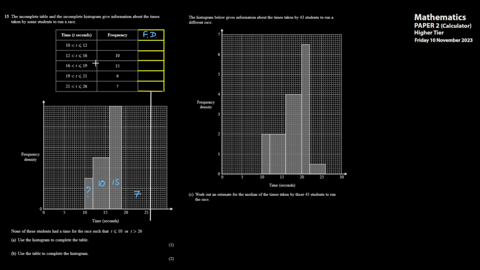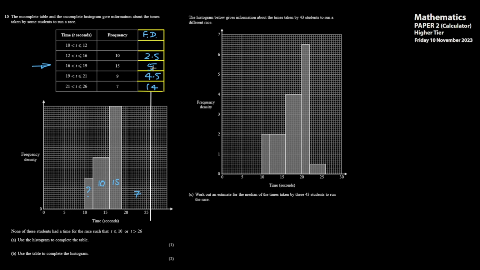To get the frequency density from the table, we have to divide the frequency by the class width. Class width here being 4, this is 10 over 4, which is 2.5. 15 divided by 3 is 5. 9 divided by 2 is 4.5. And 7 divided by 5 is 1.4.